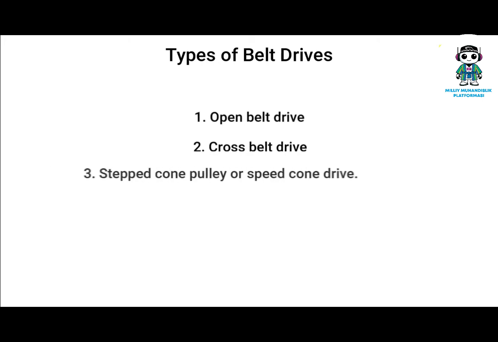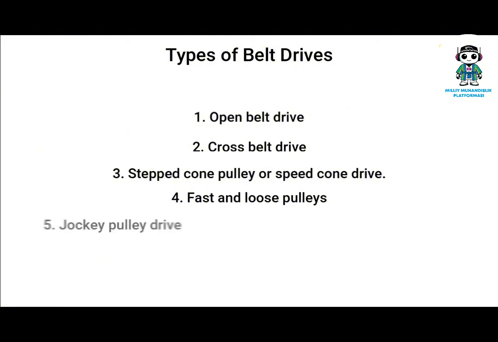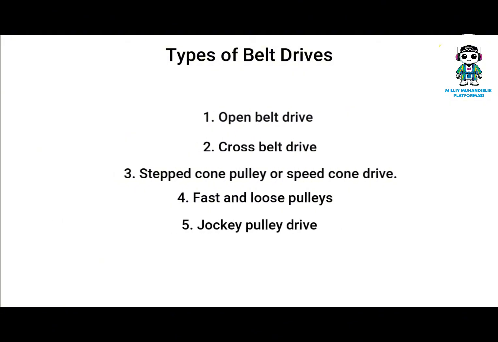Let's see the types of belt drives. There are 5 main types of belt drives used in automobiles: open belt drive, cross belt drive, stepped cone pulley or speed cone drive, fast and loose pulleys, and jockey pulley drive. Let's see one by one.